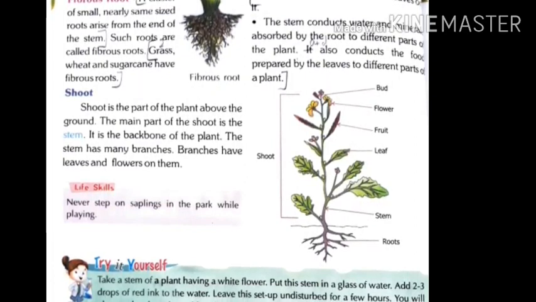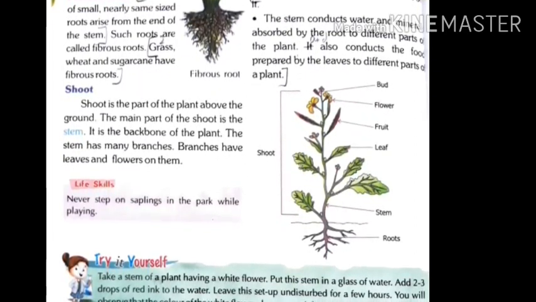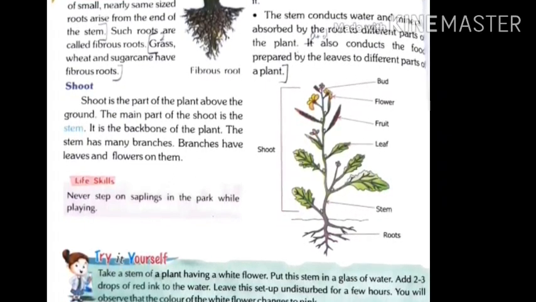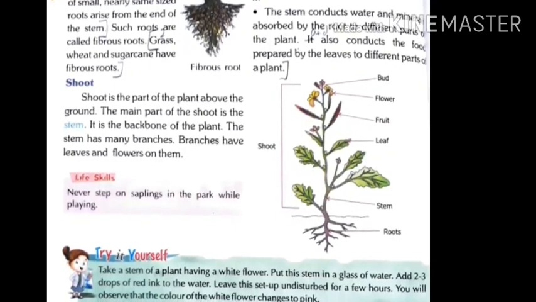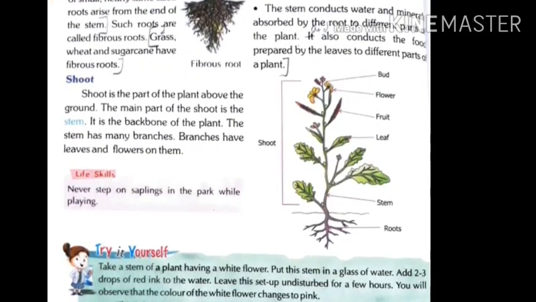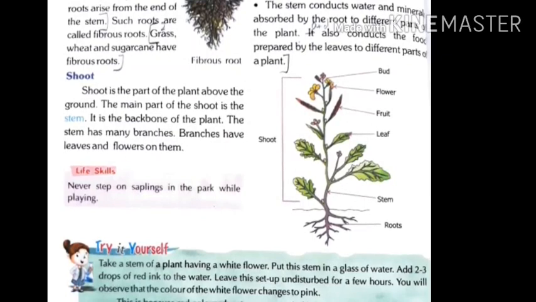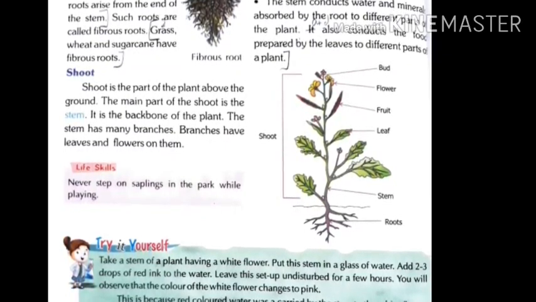Now see children, you have seen the taproot. The taproot has one main long root in the middle and the small roots are arising from it. But in the fibrous root, all roots are arising from the end of the stem and they are nearly the same size. And these types of roots are found in the grass, wheat and sugarcane.